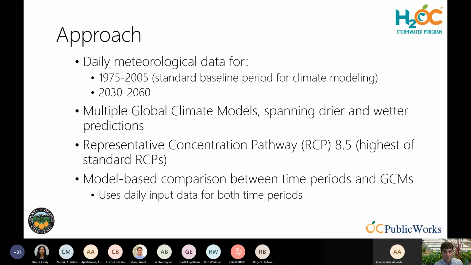We sample GCMs, which each have a different thought process on how things could change, and we consistently use RCP 8.5, which is the highest of the standard RCPs, representing what has been called business as usual. It's hard to associate that exactly with that, but it is the upper limit. So this is intended to be a sensitivity analysis. If climate changed in a significant way, what would we see in terms of the streams? What I want to caution is that this could overstate what may happen.